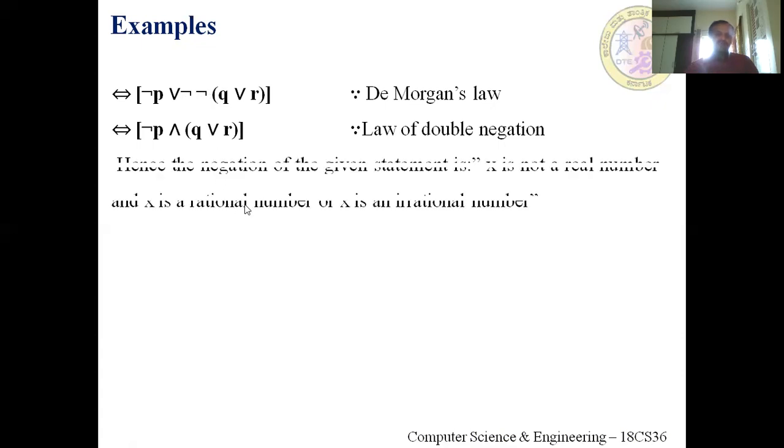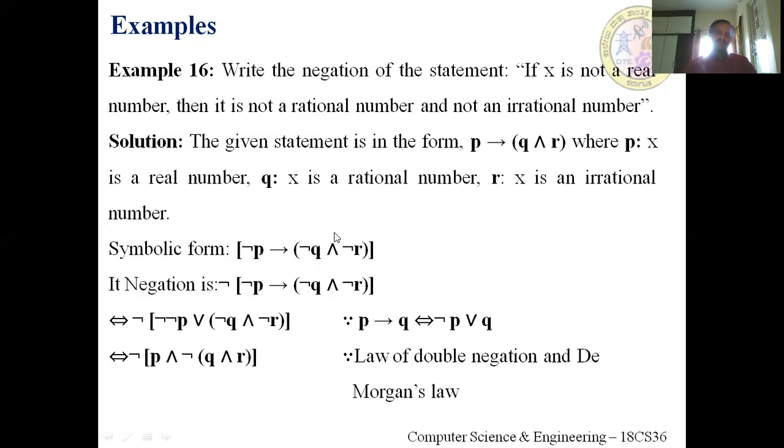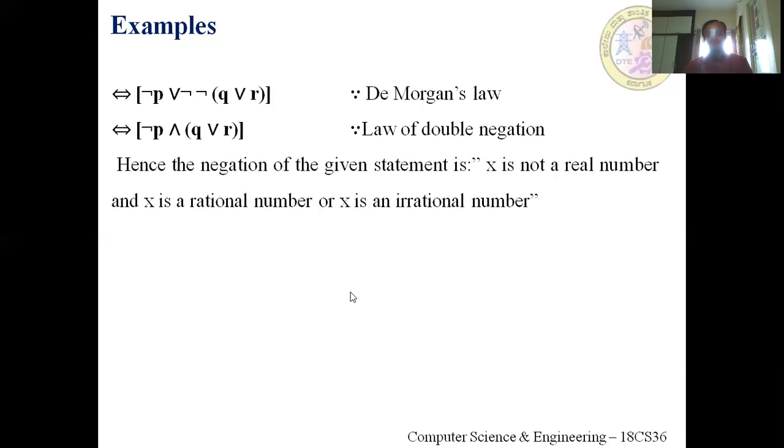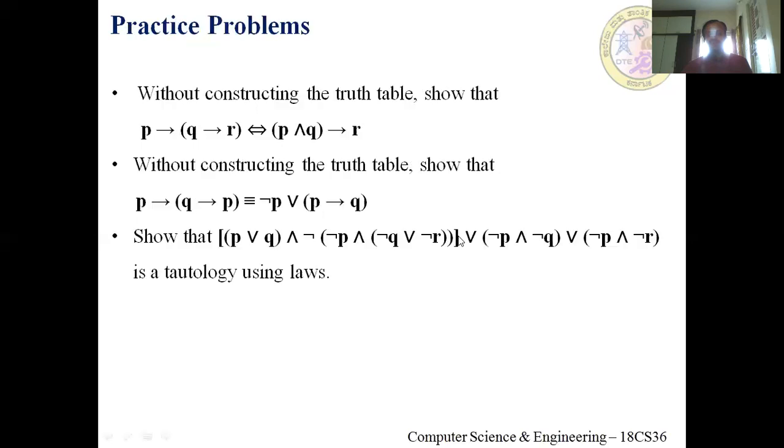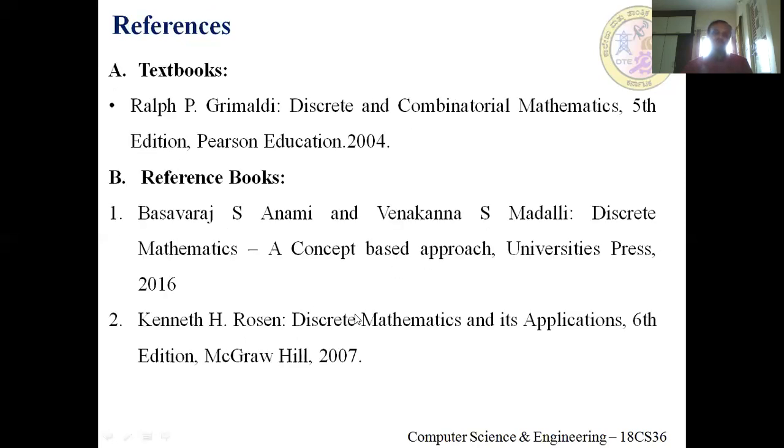Finally, if you convert this into a sentential form, X is not a real number and X is a rational number or X is an irrational number. In this way, we can solve this problem. That means if he has given the statement, first and foremost thing is convert it into symbolic form. Finally, find out the negation. Once again, write the problem in the sentential form. All these problems you can practice for more clarity. Thank you.